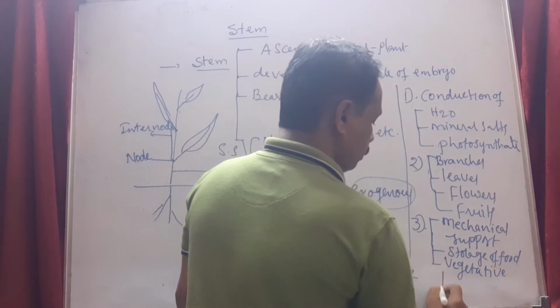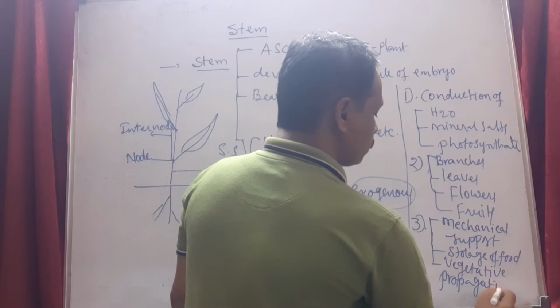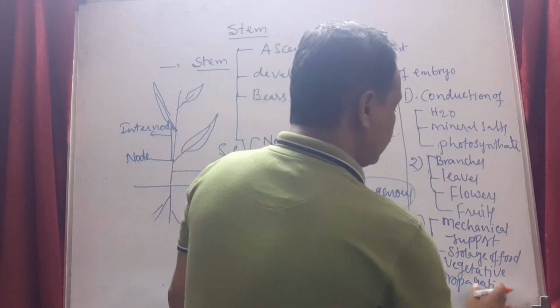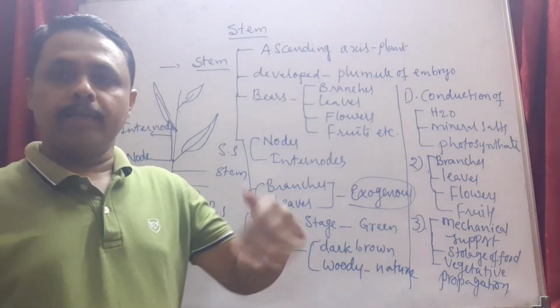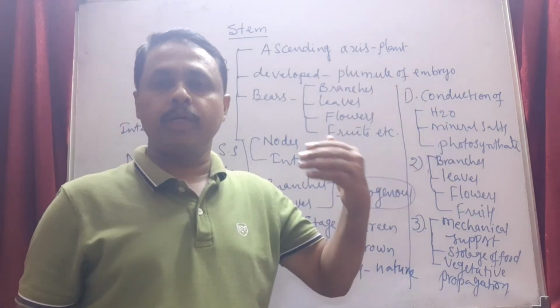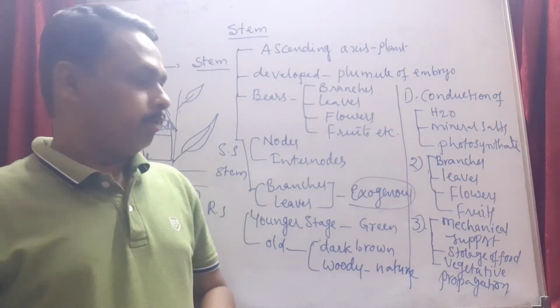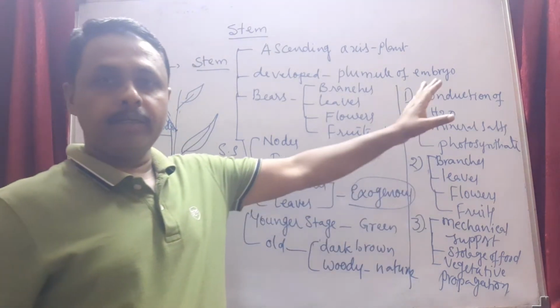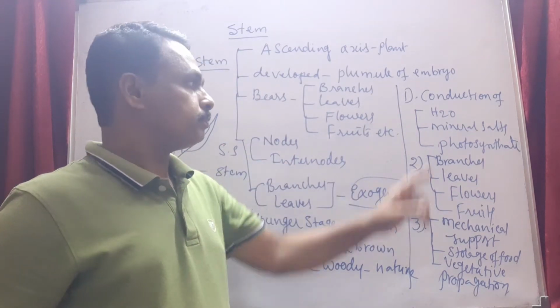Vegetative propagation means the part of the plant which is involved in the development or generation of new species. That activity will be called vegetative propagation. These are the functions which are carried out by the stem.